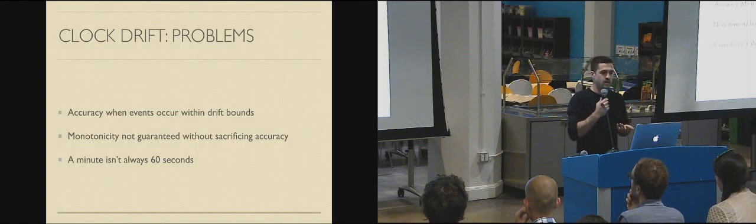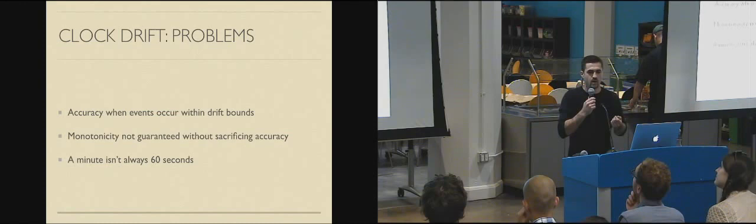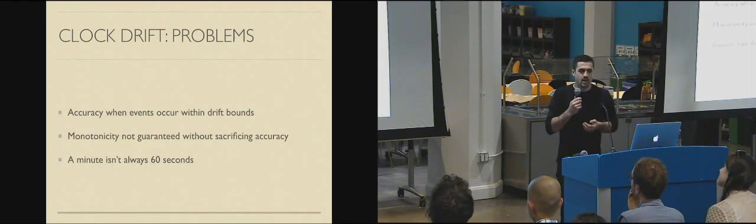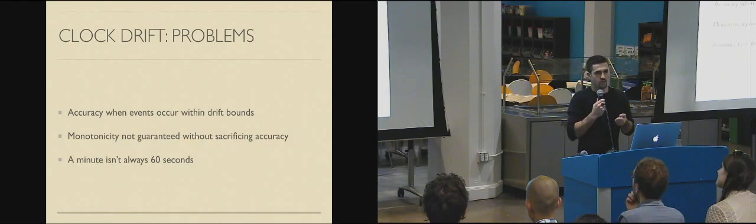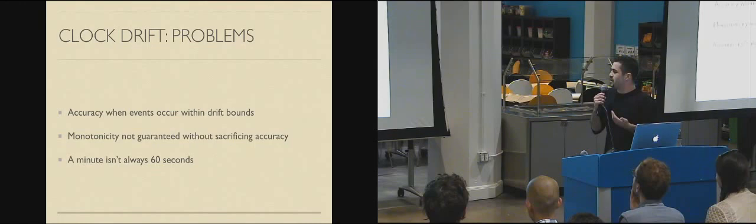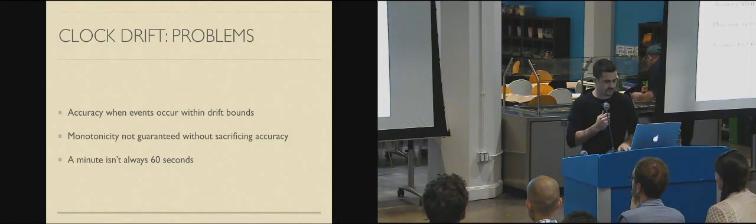Additionally, and this is going to be an important theme throughout this talk, this idea of monotonicity, or something that is always either increasing or always decreasing, going in the same direction, is that the clocks that we use in our computers either don't guarantee monotonicity, or they guarantee it by being wrong. Those are basically the two choices you get, and that's because of some really interesting properties of time, for example, things like leap seconds.